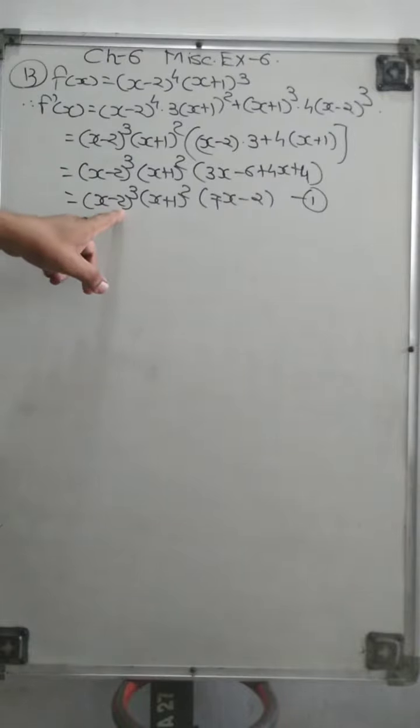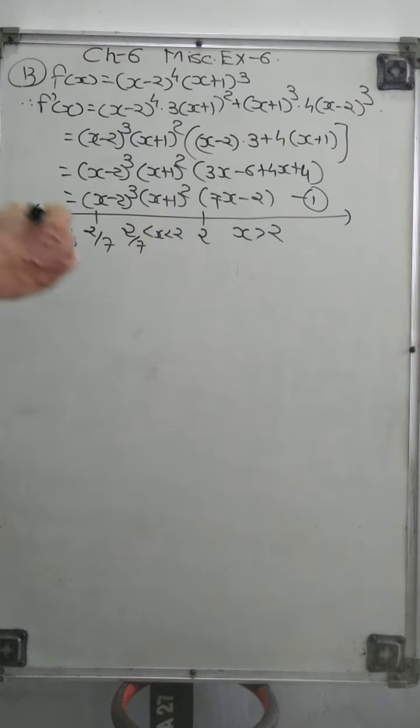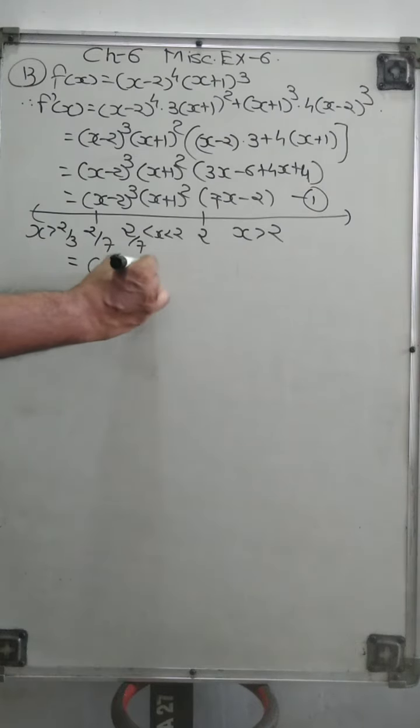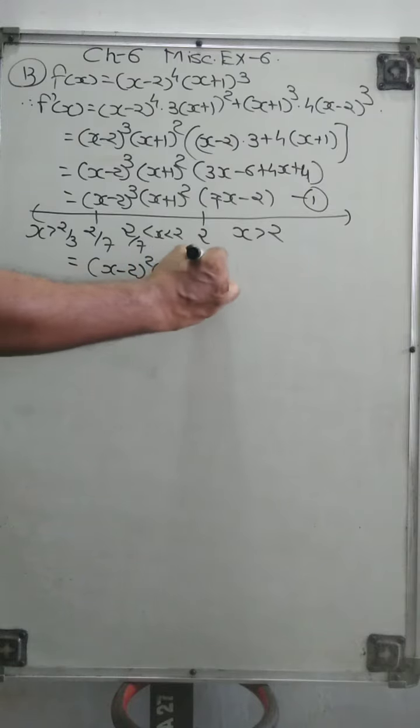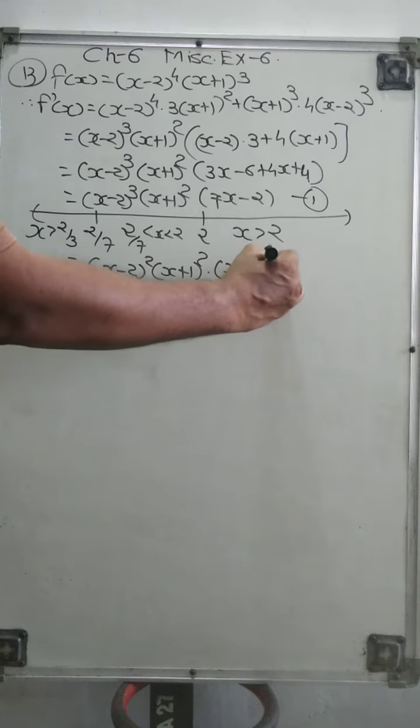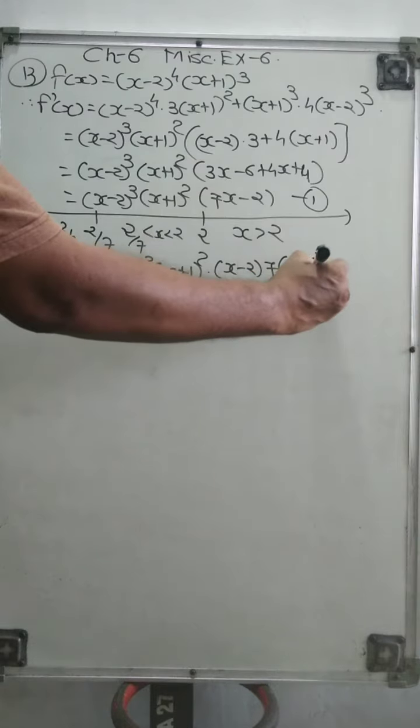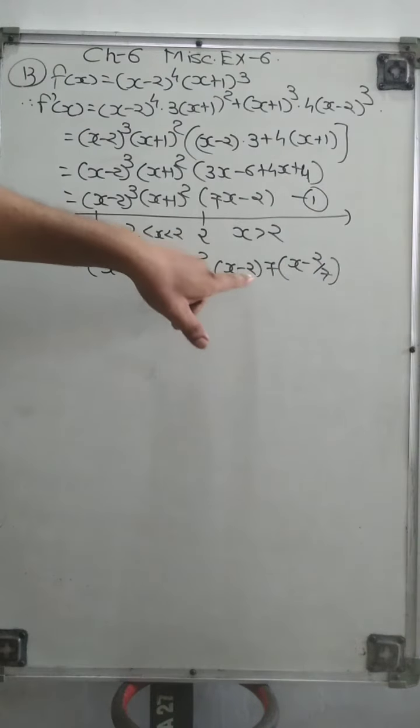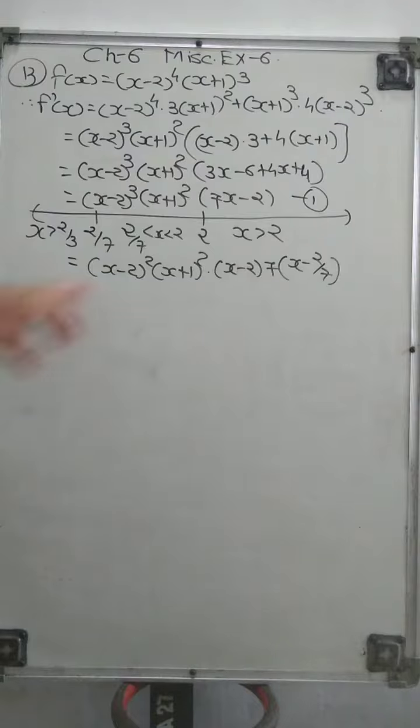So here there are 3 points which are critical points: x equal to 2, x equal to -1, and x equal to 2/7. It is (x - 2)^2 (x + 1)^2 into (x - 2), and if we take 7 common, then (x - 2/7). So critical points are only 2 and 2/7. Generally they are 3, but here the square is there, so we just put it as it is. Now we discuss these points.